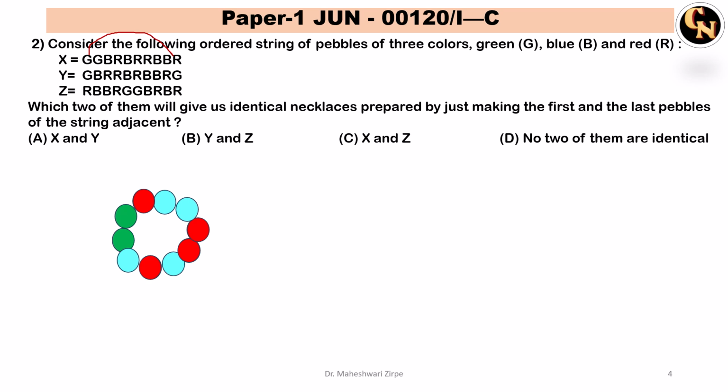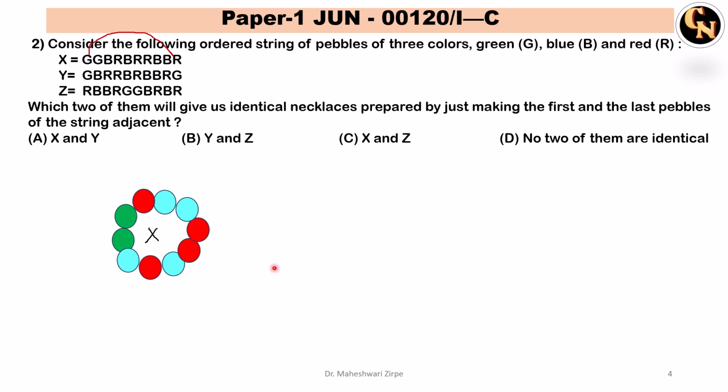So one by one, let me show. First one is my X1 which I have converted into a necklace. So see here, there are 2 green, I'll highlight it, 2 green, then blue, then red, red, then blue, then 2 red, then 2 blue and red. Got it? This way you can see X is forming a necklace.